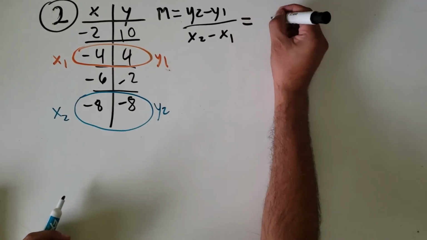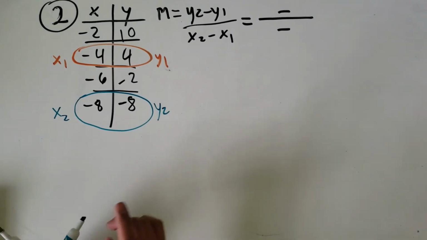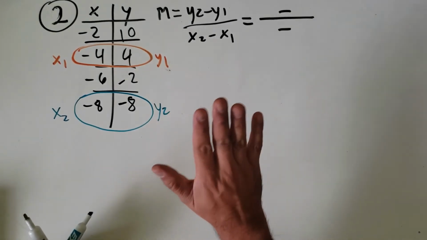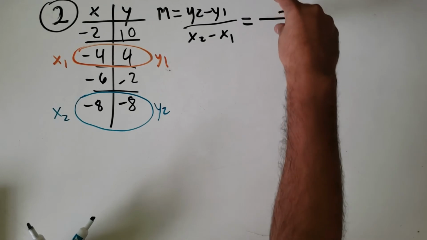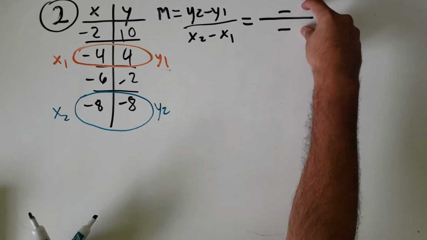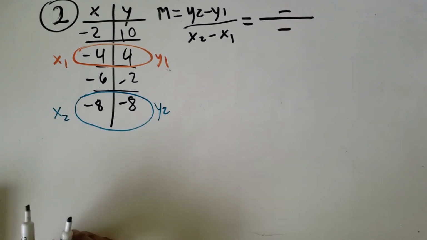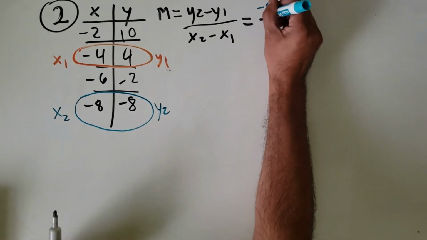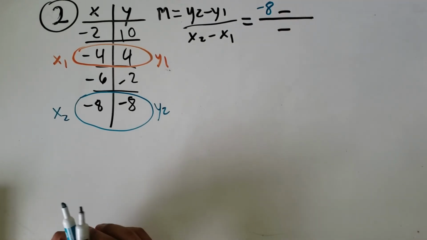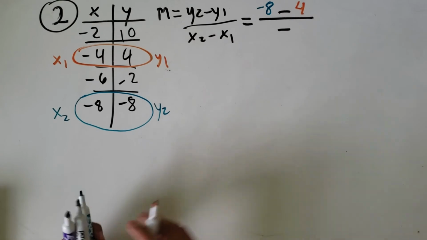I'm going to go equals. I'm going to put my fraction bar and my subtraction signs for both of them. Now I'm going to put them where they go. And remember, color matters, okay? So these 2 should be the same color, and these 2 should be the same color as well, okay? So my y2 is a turquoise -8, so I'm going to put -8 right there. And my y1 is an orange 4. So I'm going to put an orange 4 right there.